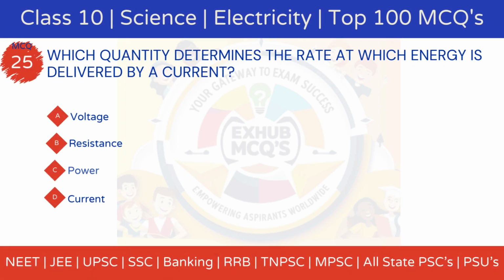MCQ 25. Which quantity determines the rate at which energy is delivered by a current? Option A, voltage. Option B, resistance. Option C, power. Option D, current.